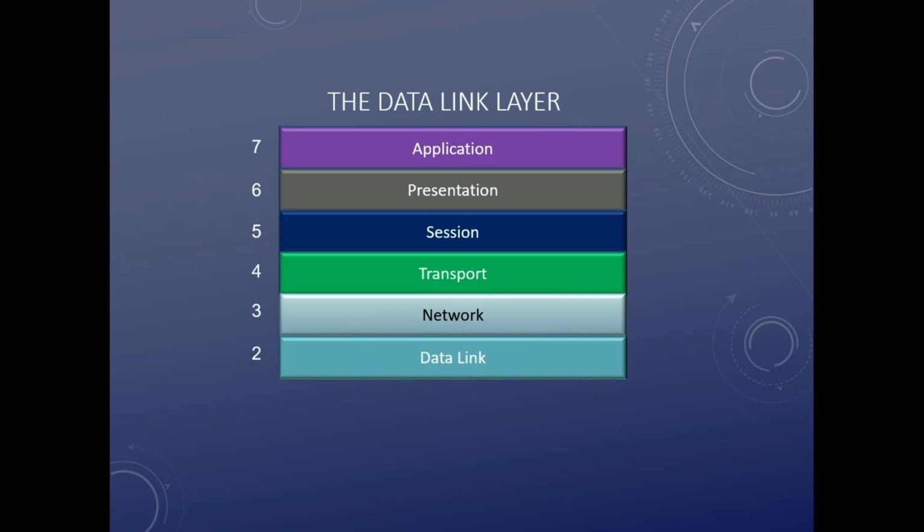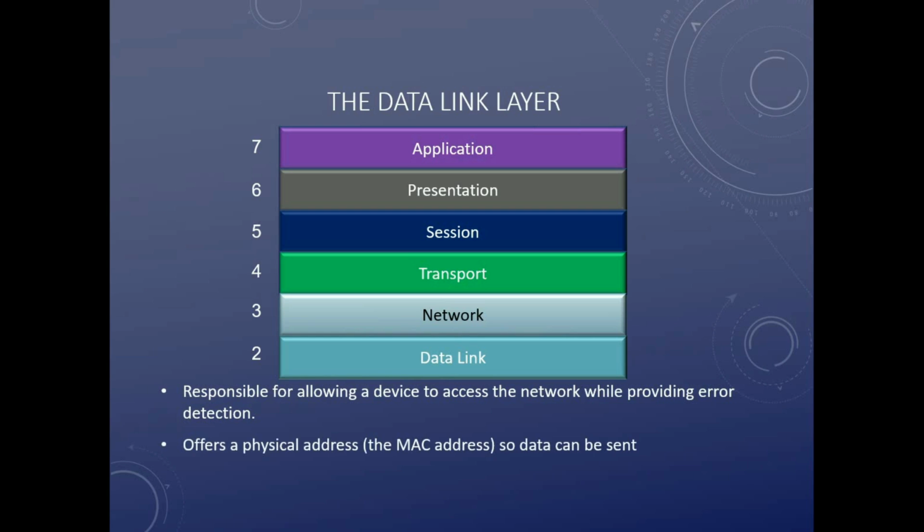Now layer 2, the data link layer, allows devices to access the network. It also sets up error detection, not error correction, but error detection. The MAC address is added here. So network, we're dealing with the IP. Data link, we're dealing with the MAC.